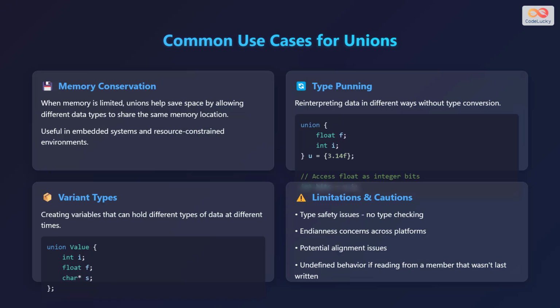Secondly, unions facilitate type punning. Type punning means reinterpreting data in different ways without explicit type conversions. For example, we can declare a union containing a float f and an integer i. If we assign the value 3.14f to u.f, then we can access the same memory location using u.i to get the integer bits of the floating point number.